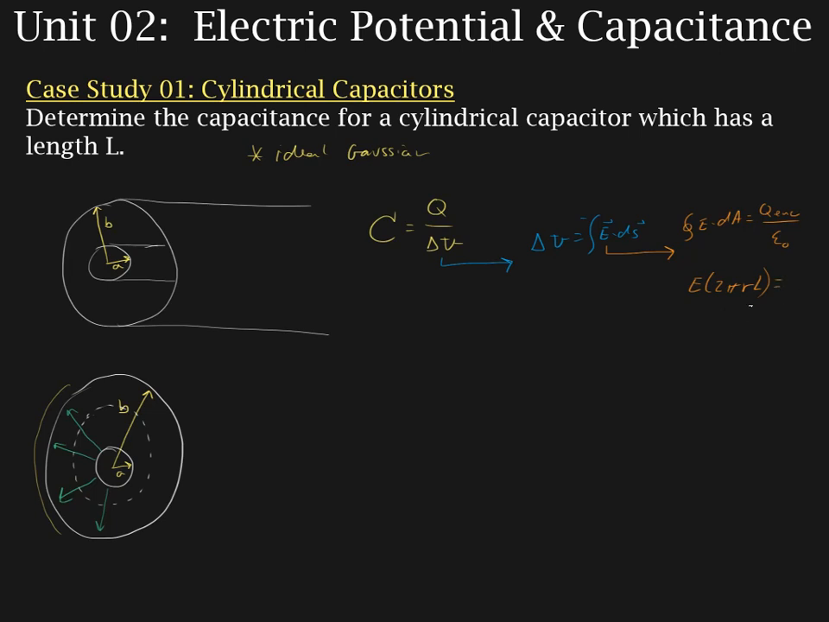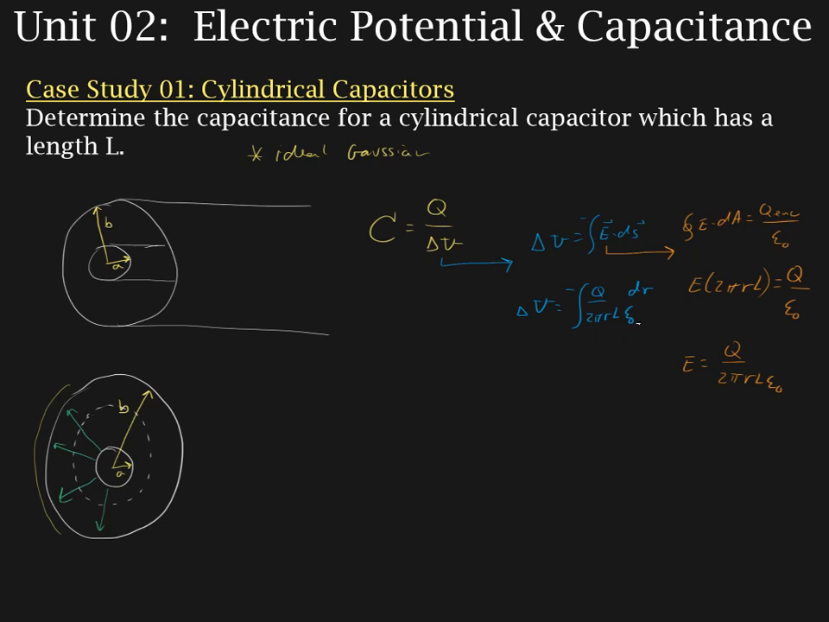And for Q enclosed, we're going to assume that Q is known. There's no reason to have to write this as a charge density, but for right now we're going to assume that the charge is known, and so we just write this as Q over epsilon naught. And so E is equal to Q over 2 pi r L epsilon naught. Now we're going to substitute that into our expression for delta V, and we get delta V is equal to minus the integral of Q over 2 pi r L epsilon naught dr.